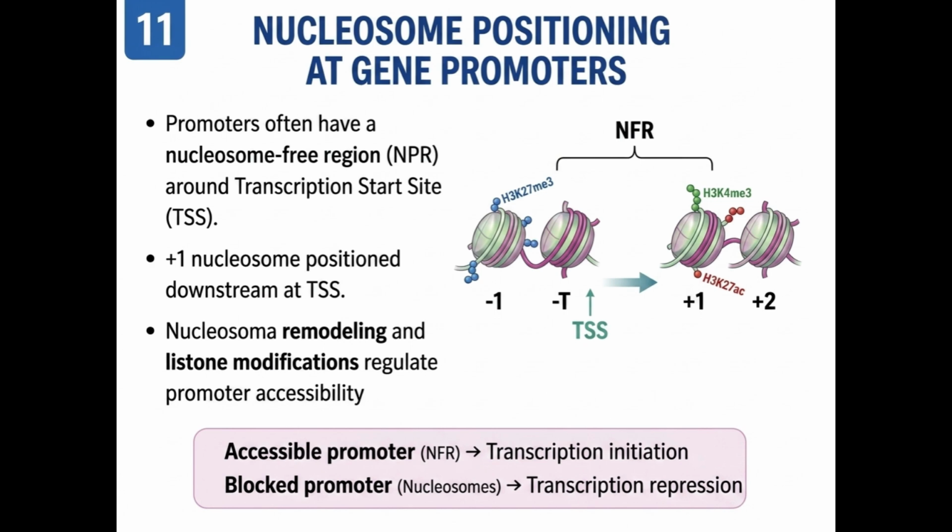Gene promoters often contain nucleosome-free regions near the transcription start site, allowing transcription factors and RNA polymerase to bind DNA. The +1 nucleosome is usually positioned immediately downstream of the transcription start site. Chromatin remodelers and histone modifications continuously regulate nucleosome positioning. Accessible promoters facilitate transcription initiation, whereas blocked promoters repress gene expression.